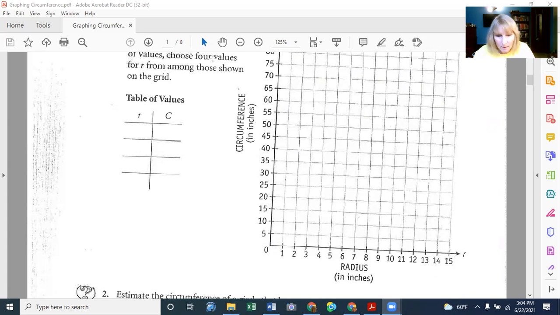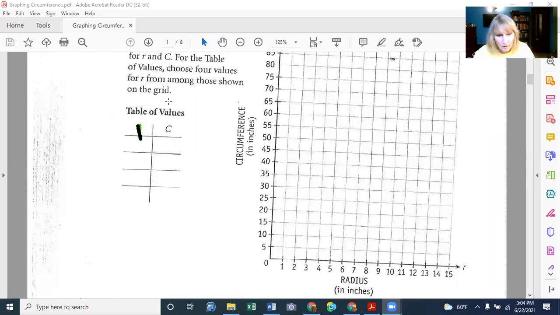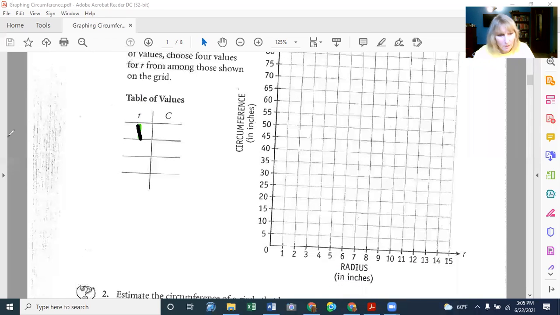So let's pick something easy to start. Let's pick 1. If I pick 1, I'm going to plug that into the equation. I have to scroll up for a minute to see what it was. It was 2 pi r. So let's rewrite that here: 2 times pi times r. Now we know what pi is: about 3.14. Pi is also 22 divided by 7. Pi goes on forever and ever, so we usually round it to 3.14.